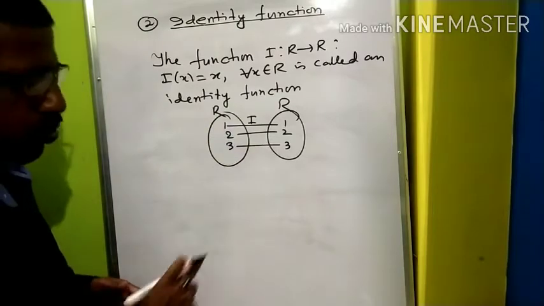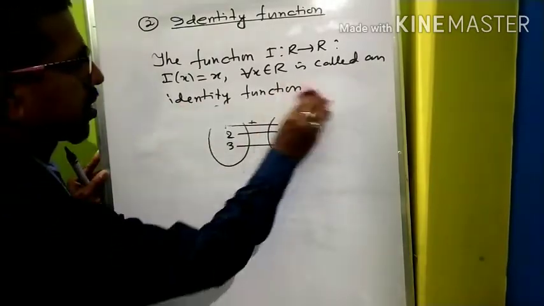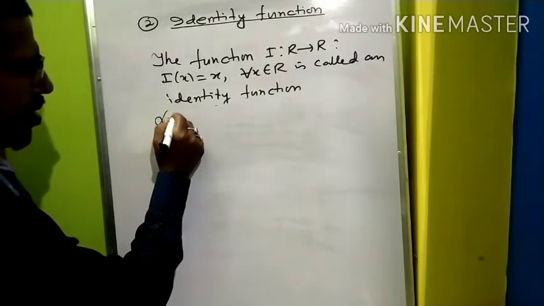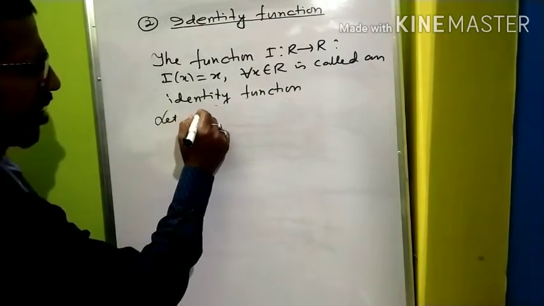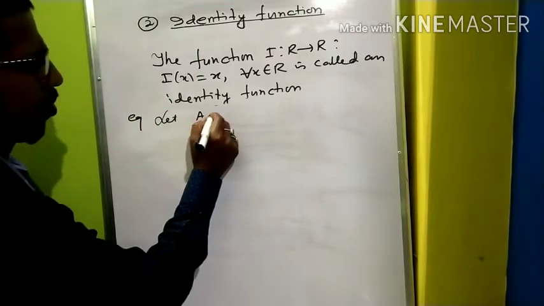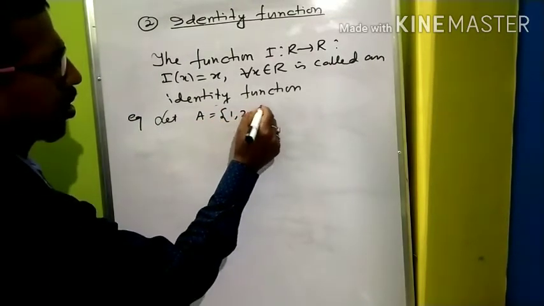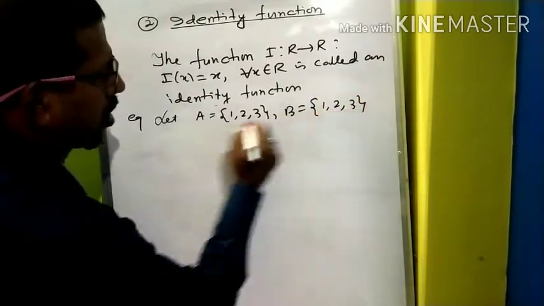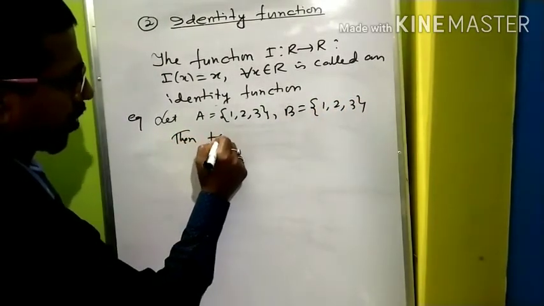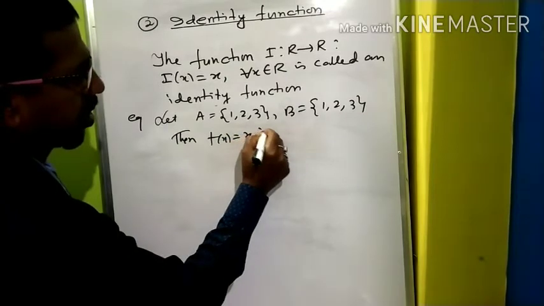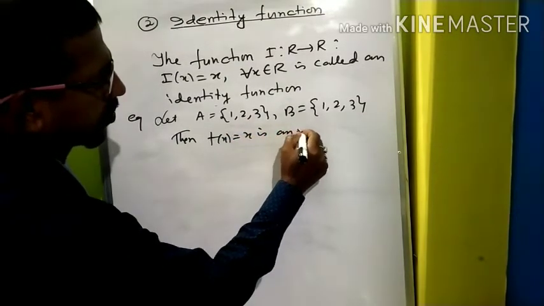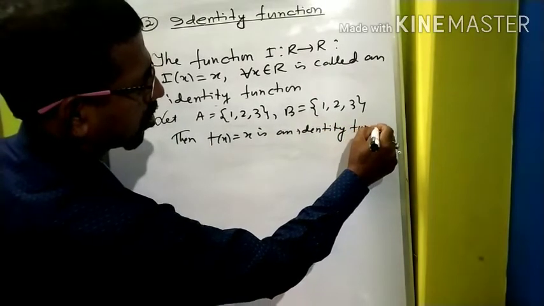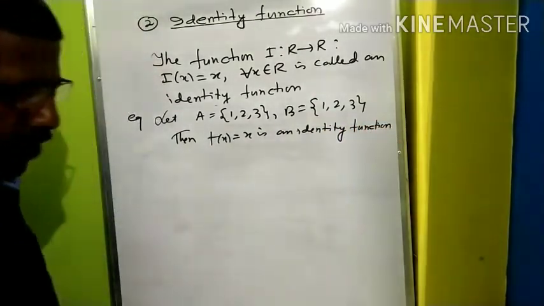1 goes to 1, 2 goes to 2, 3 goes to 3, etc. So we can give an example. Let A equal 1, 2, 3. If you take B also as 1, 2, 3, then f(x) = x is an identity function.